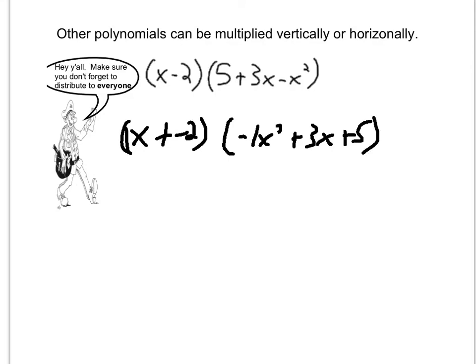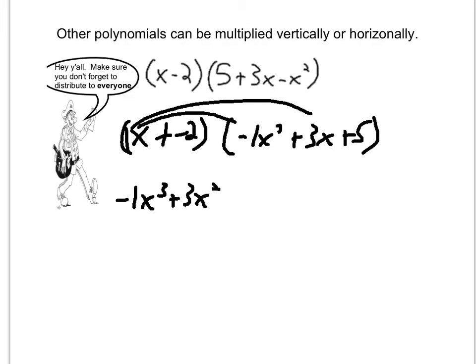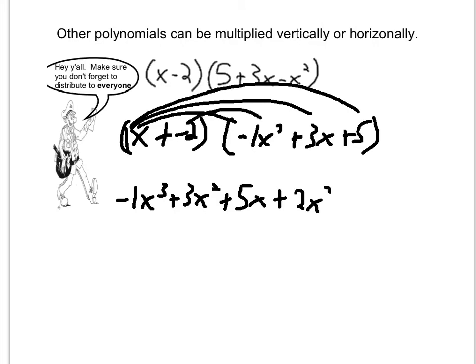Again, we need to distribute to everyone. So 1x times negative 1x squared is negative 1x cubed. We're going to take this 1x times 3x, which is 3x squared. And then 1x times 5, which is 5x. Then we're going to do the same thing with the negative 2. Negative 2 times negative 1x squared is 2x squared. Negative 2 times 3x is negative 6x. And negative 2 times 5 is negative 10.